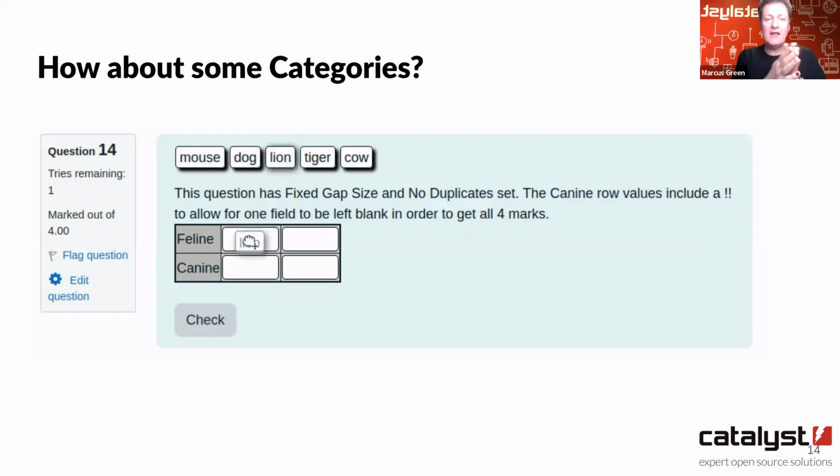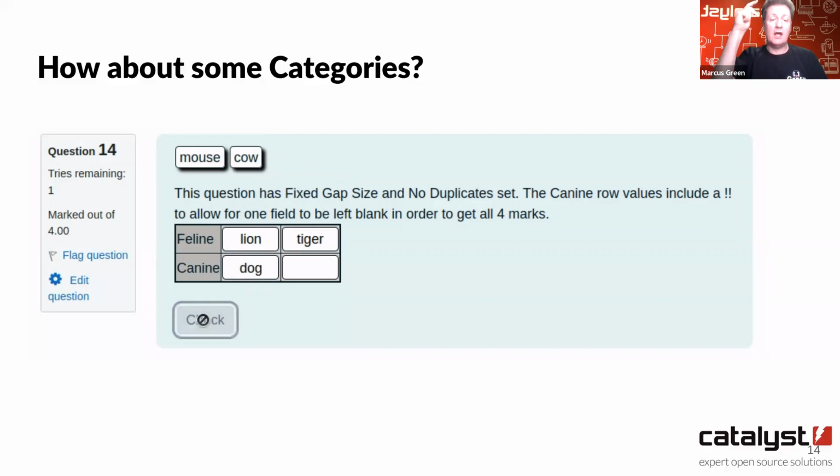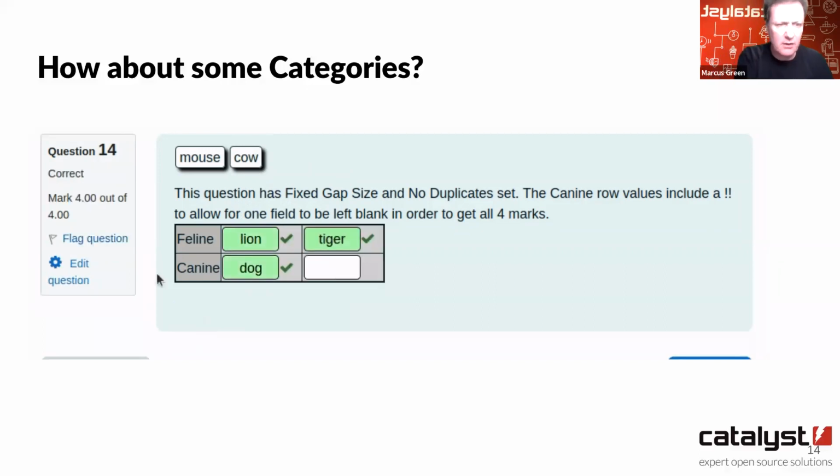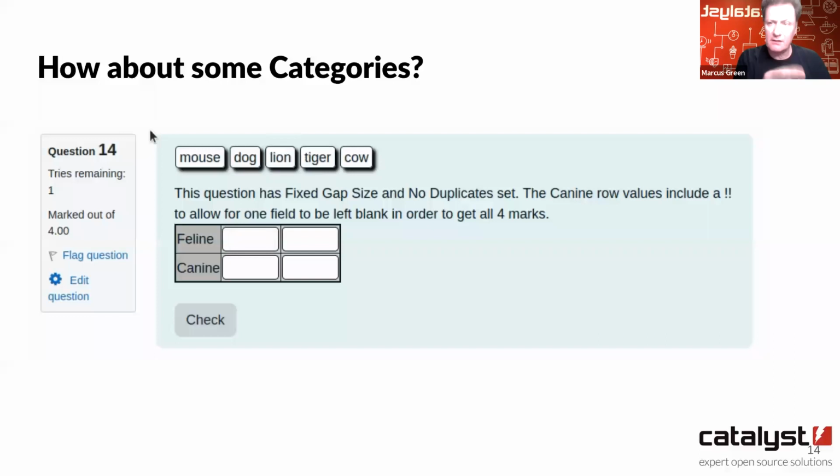So you can see here that you've got categories. You've got feline and canine, and here are the things that you can drag in. And you can see that feline lion, yeah, feline tiger, yeah, canine dog. Wait a minute, look over on the side of the screen. That person got 4 marks, but they left the gap blank. How is that? Well, there was no correct answer.